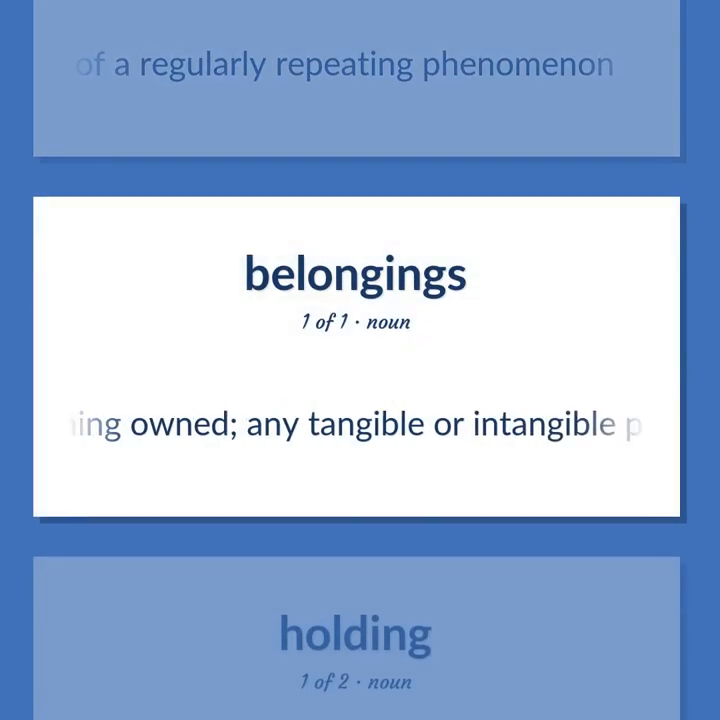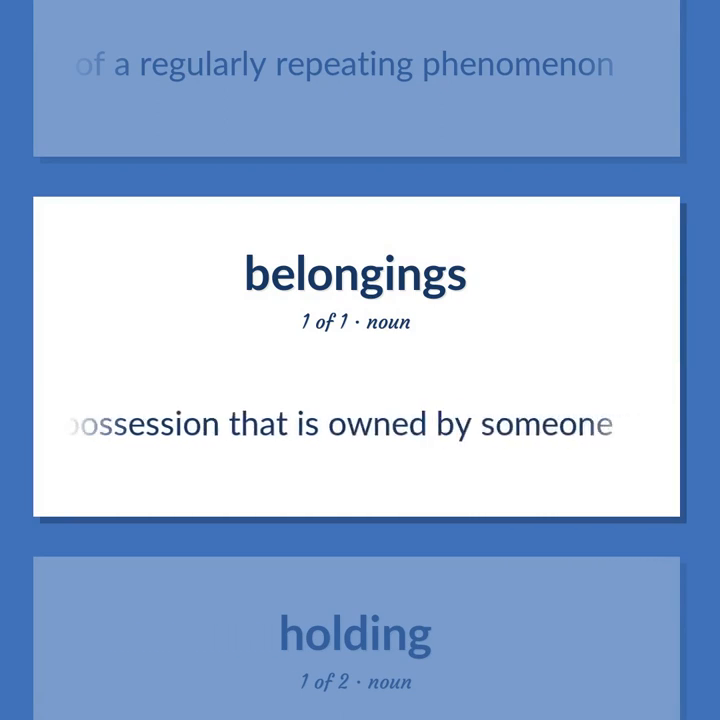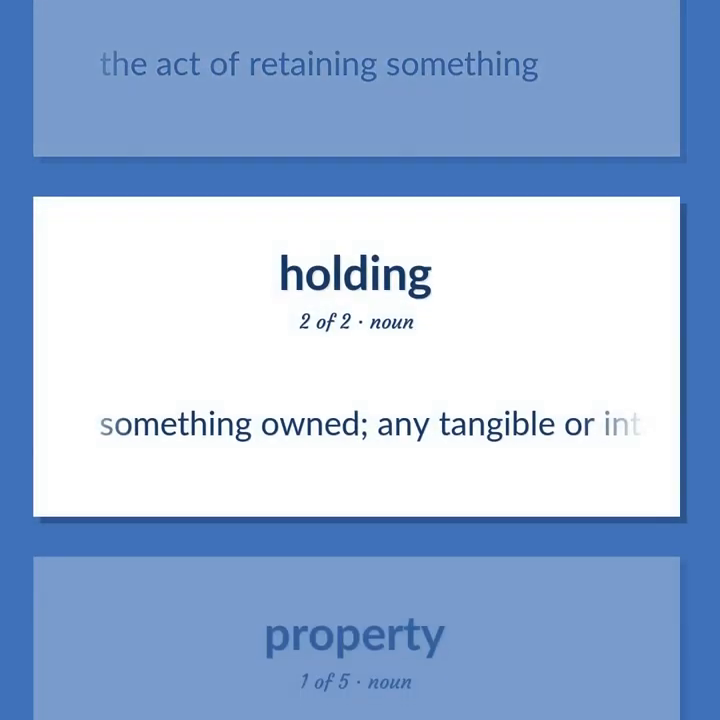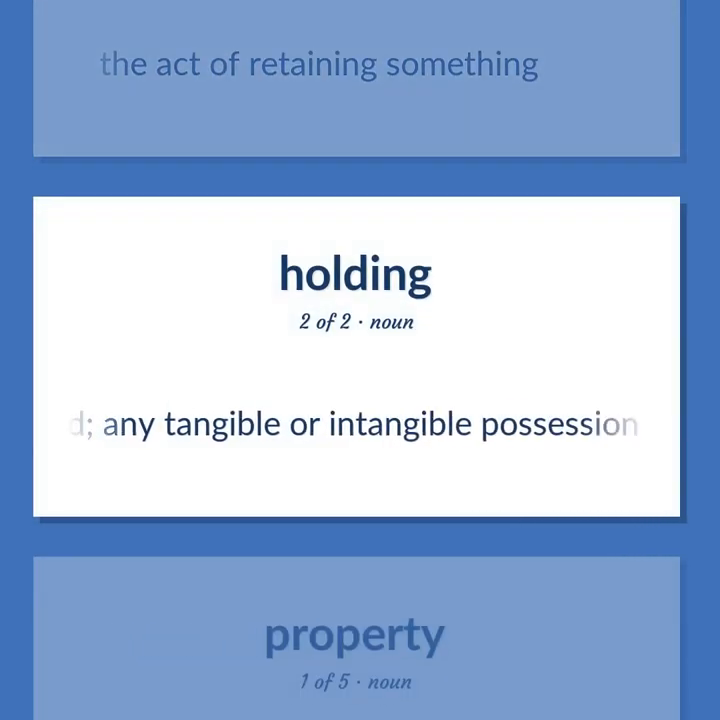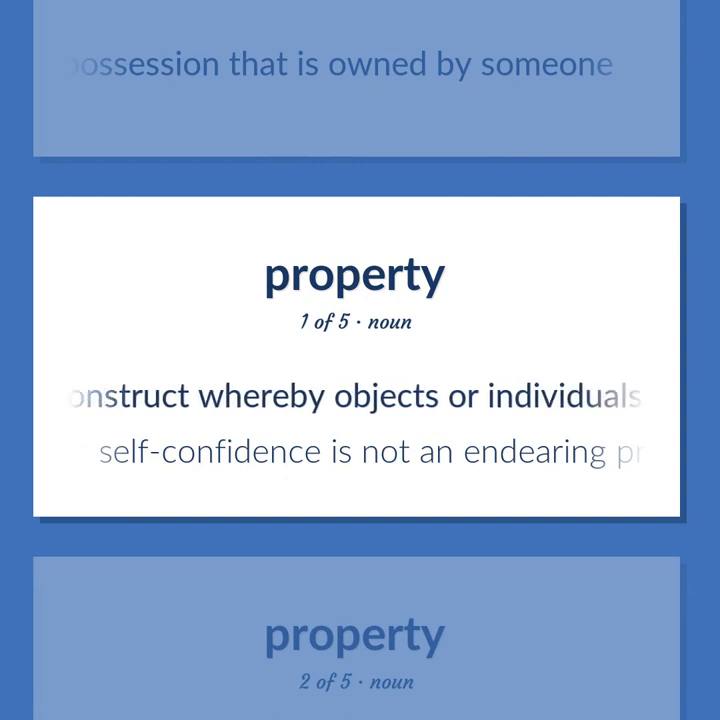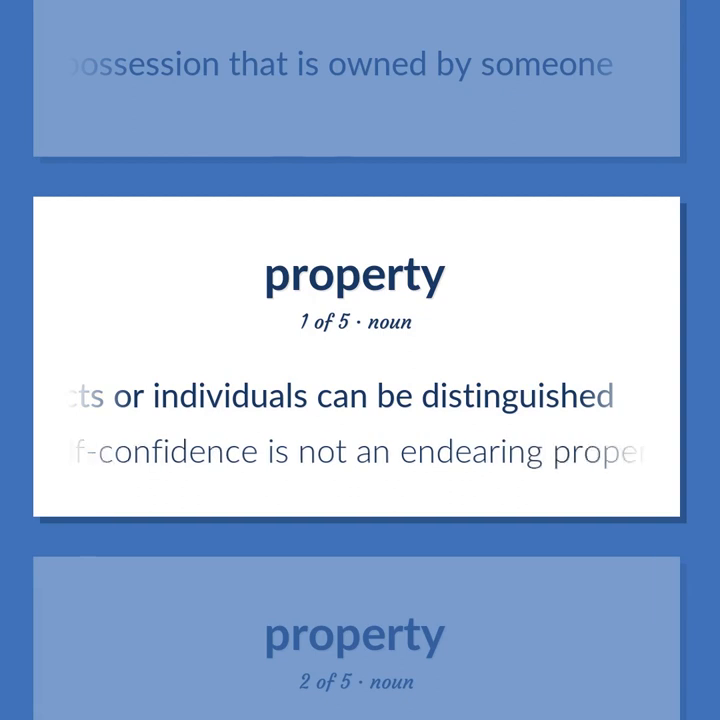Something owned. Any tangible or intangible possession that is owned by someone. The act of retaining something. A construct whereby objects or individuals can be distinguished. Self-confidence is not an endearing property.